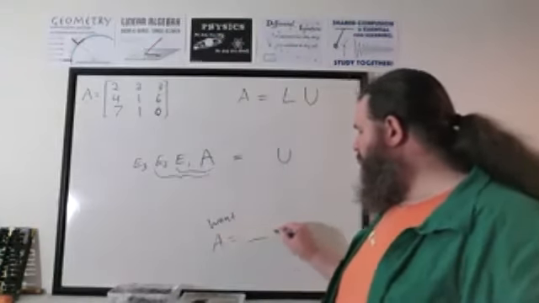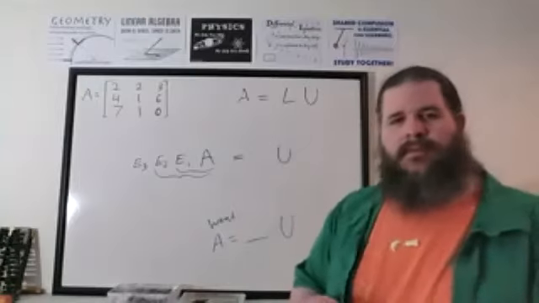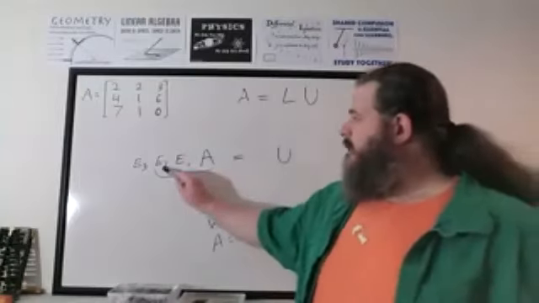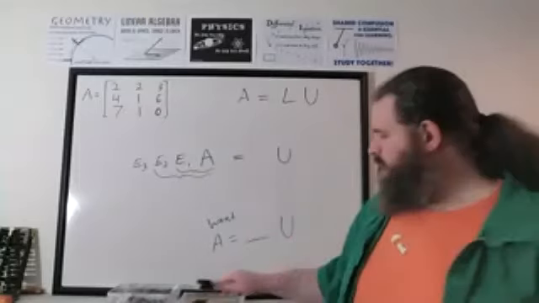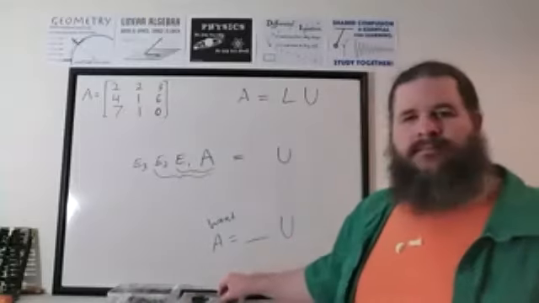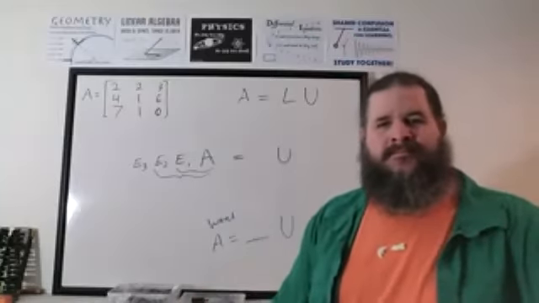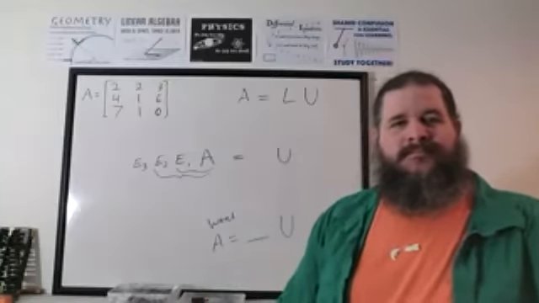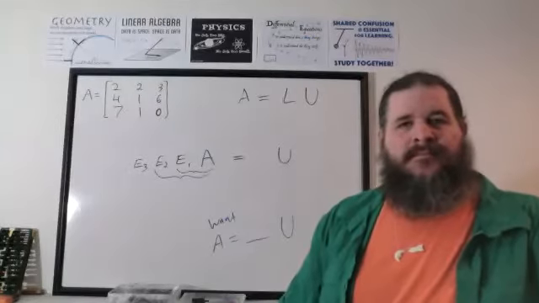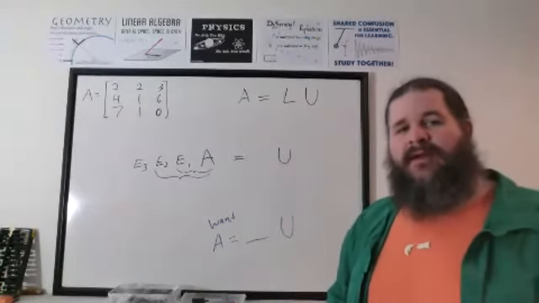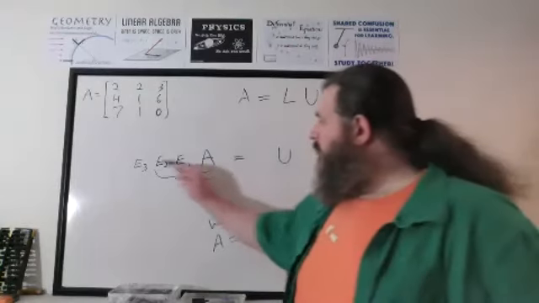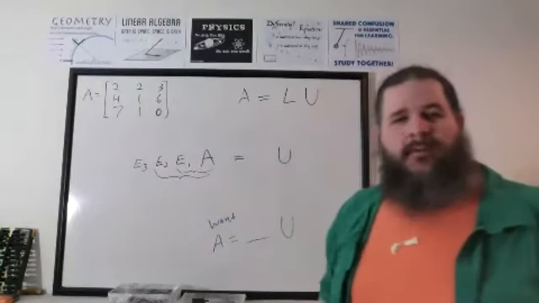A equals something times U. So how could we get rid of these 3 matrices? Multiply the inverse to both sides. Right, we're going to need to multiply by their inverses, but we've got to be very careful about order. Based on this structure, what's the first inverse we would need to multiply by?